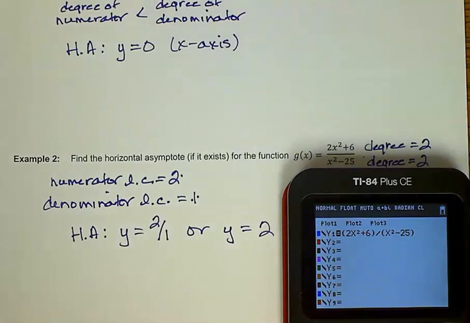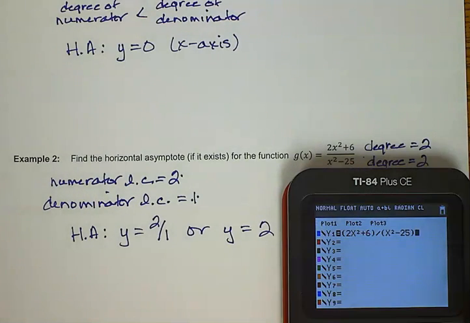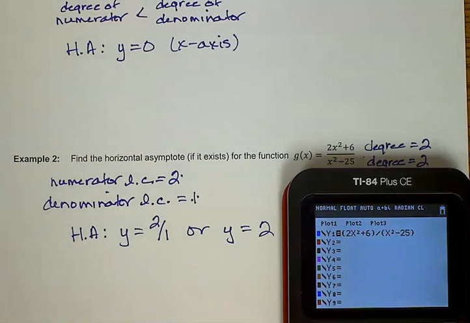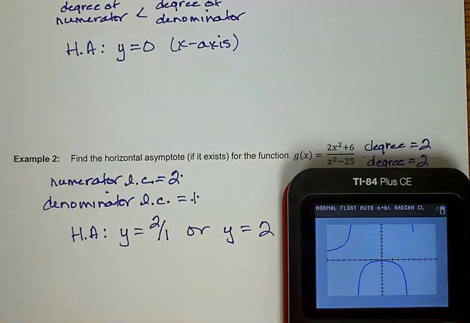We're going to graph this and see what it looks like. For this one, there were 2 terms in the numerator and 2 terms in the denominator, so I had to put parentheses around each one. Here's what my graph looks like. And remember, the horizontal asymptote is just talking about the end behavior, so it doesn't have any effect on what's happening in the middle of the graph.